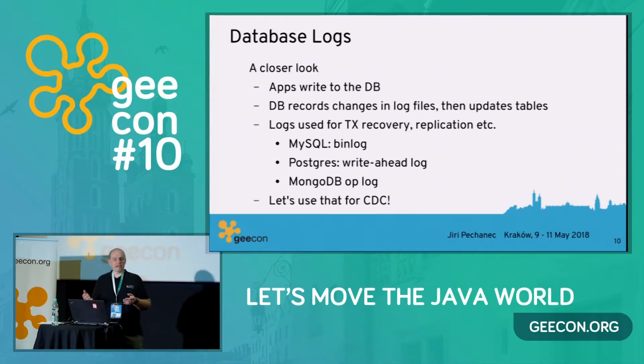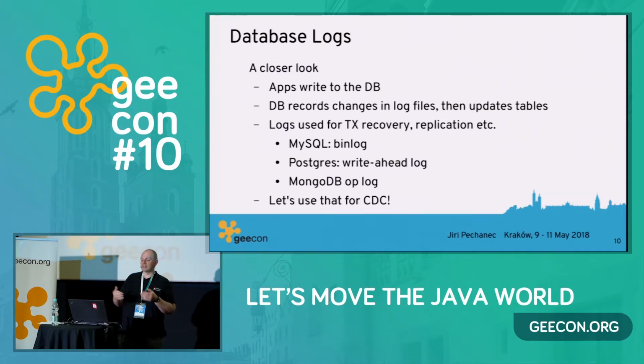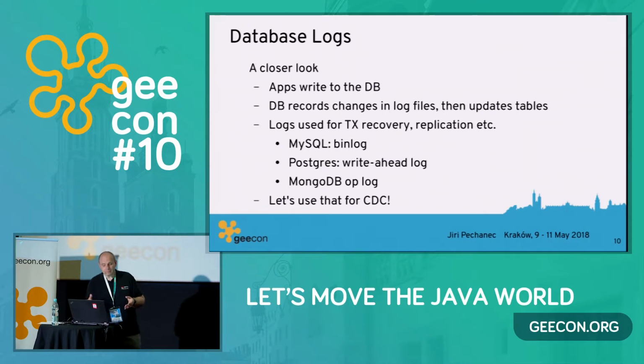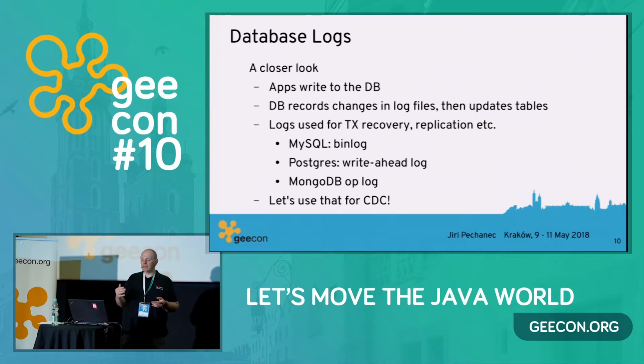And Postgres contains so-called logical decoders that allow us to hang on write-ahead log and decode the events and translate them into something meaningful, something logical. And in case of MongoDB, it's just the plain op log that is core of MongoDB replication. So we are using those logs for change data capture.